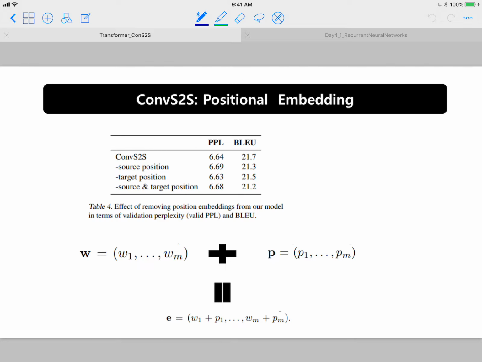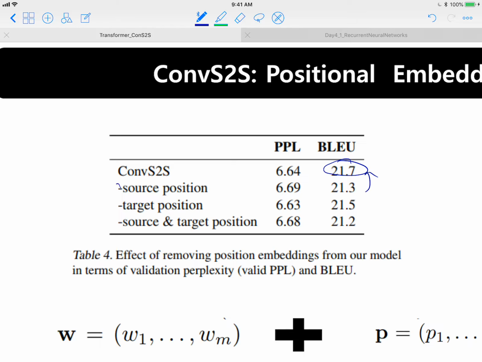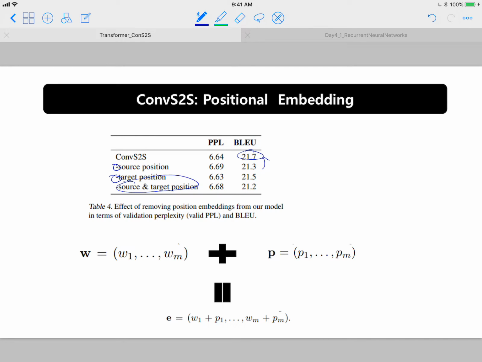So this is about the position encoding. In general, even though it's quite minor, if we add position encoding in both the input and the target tokens, the BLEU score is slightly increased. It's like an ablation test where we just removed the source position encoding, the target position encoding, and both.